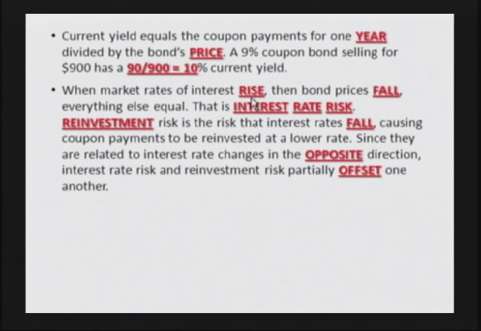When market rates of interest rise, then bond prices fall, everything else equal. That is called interest rate risk. Reinvestment risk, on the other hand, is the risk that when interest rates fall, the coupon payments will be invested at a lower rate of interest. So you can see those are on opposite sides of things, and they will partially offset one another because interest rate risk and reinvestment risk are related to changes in interest rates in the opposite direction.